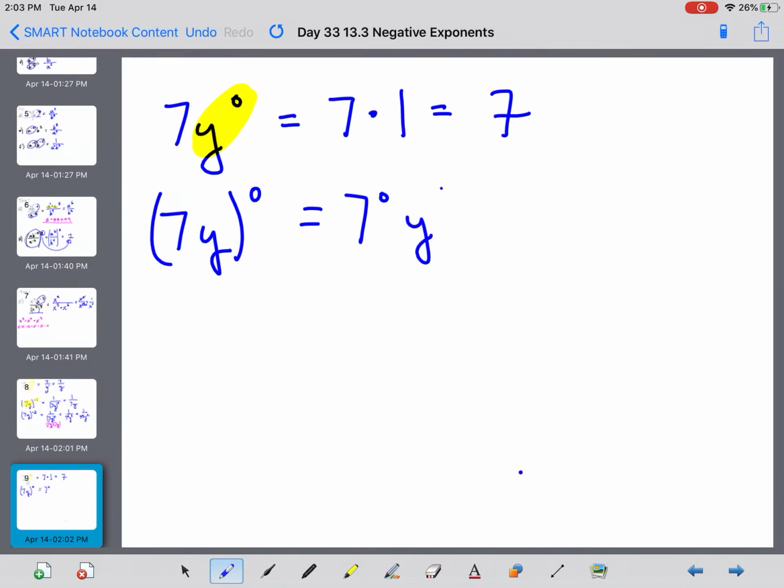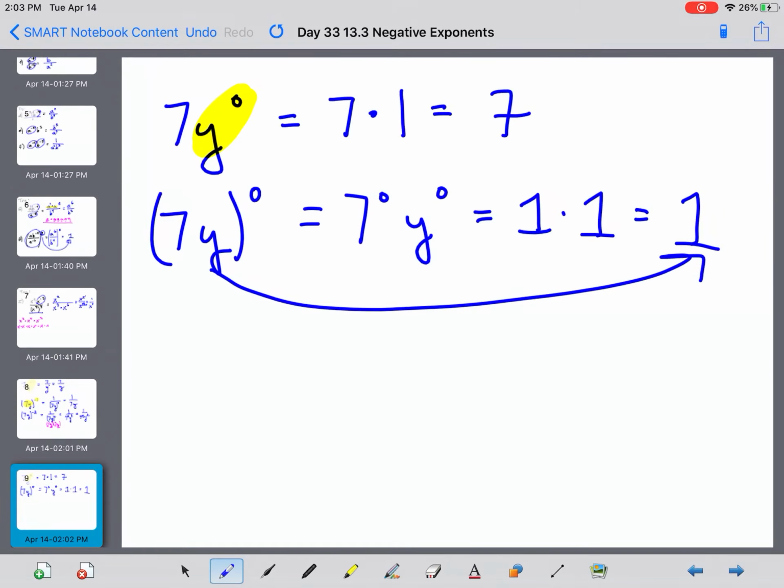If this was the quantity of 7y raised to the 0 power, now everything inside of here is getting raised to the 0 power. It's like 7 to the 0 power times y to the 0 power. This is 1 times 1, which is just 1. Now, that was a lot of steps to get there, so I would just say, hey, if that whole quantity is getting raised to the 0 power, you know that it's going to be just 1.